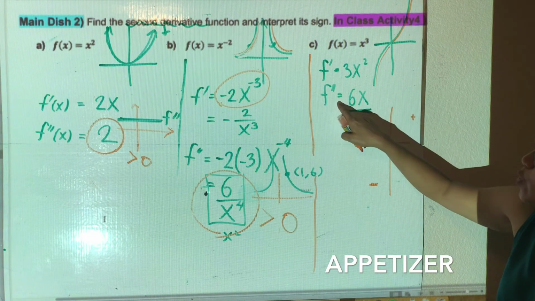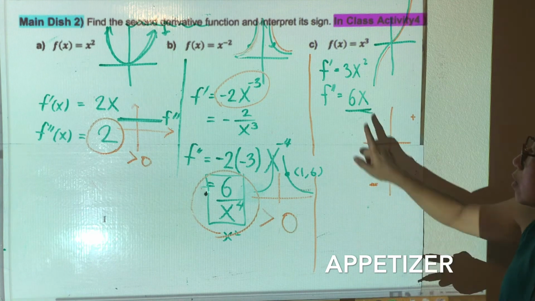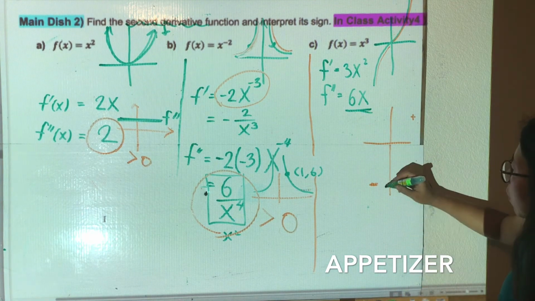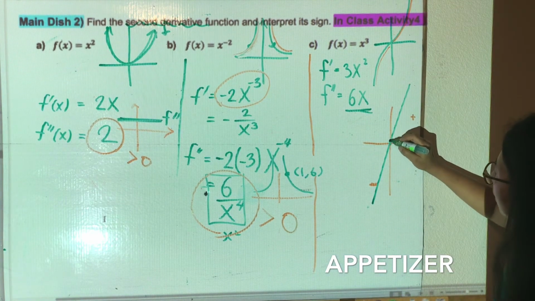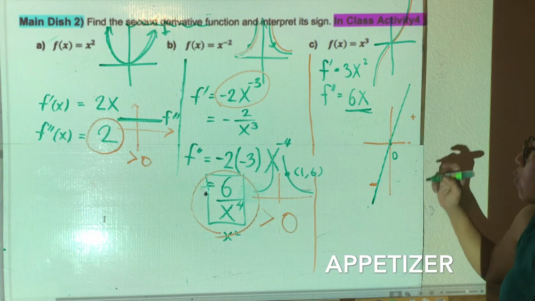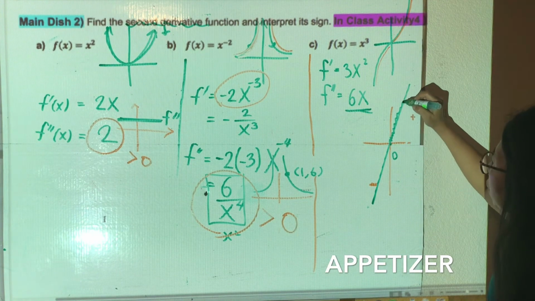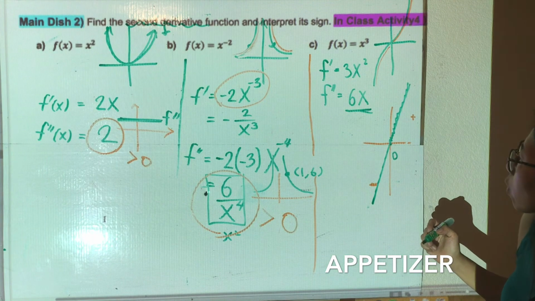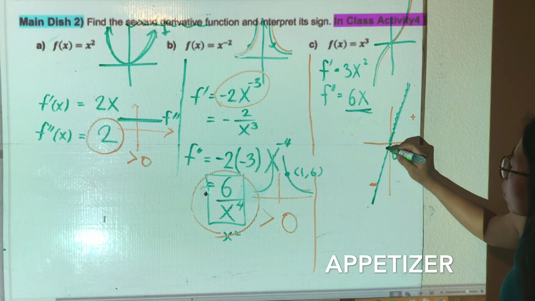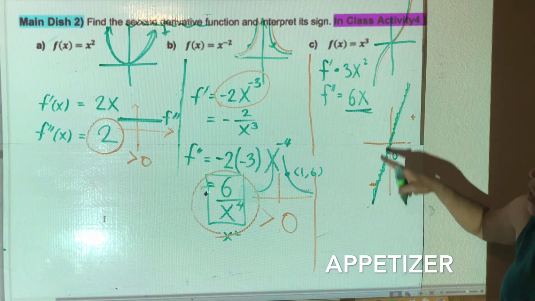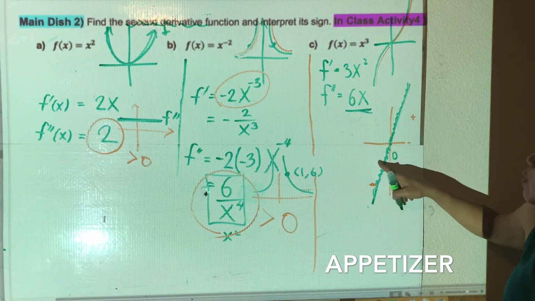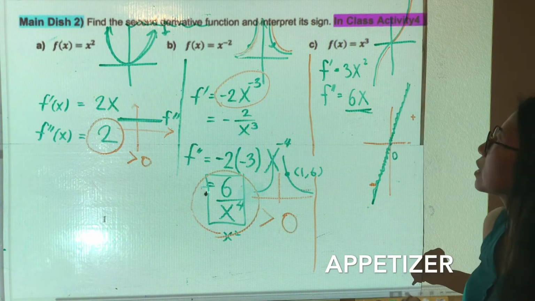So now compared to my second derivative, if I graph 6x, I'm going to have this function, and now here's a 0. So I see that from 0, my function is positive, so concave up, here negative, concave down. So I can see the shape of the graph by looking at the second derivative.